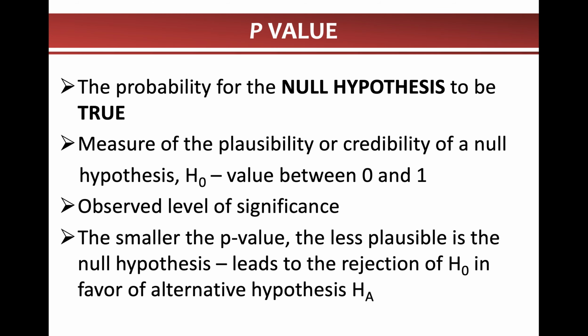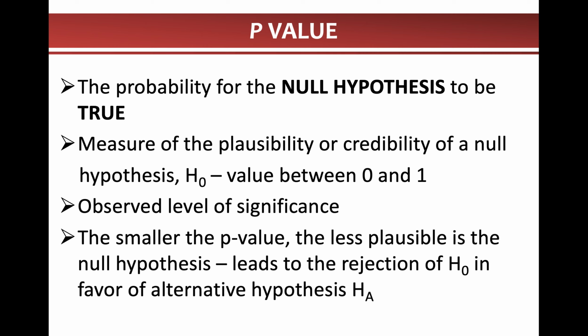Okay, p-value, the probability for the null hypothesis to be true. The p-value is a measure of the plausibility or credibility of a null hypothesis, which is H null. It has a value between 0 and 1, and it is compared against the level of significance. The null hypothesis is usually denoted as H0. And the smaller the p-value, the less possible is the null hypothesis, which leads to the rejection of the null hypothesis in favor of the alternative hypothesis.